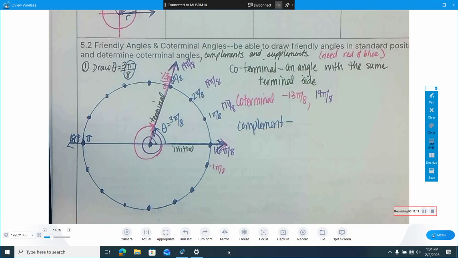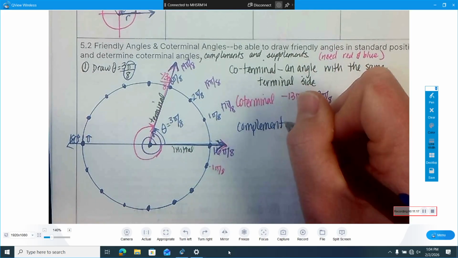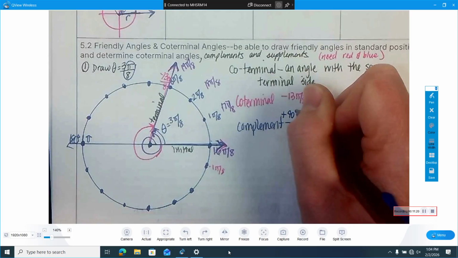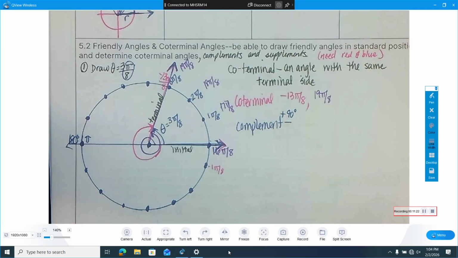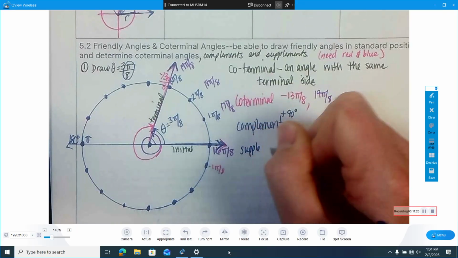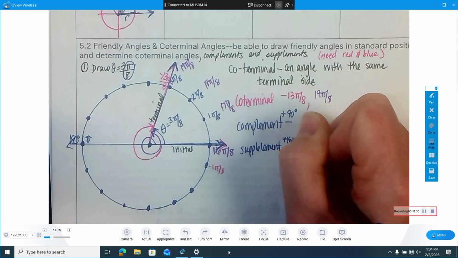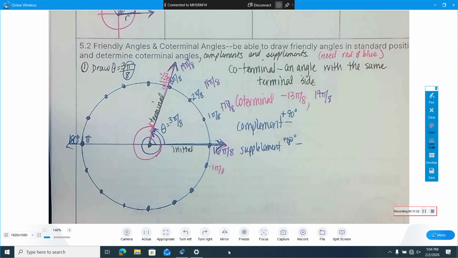That's supplementary. So complementary is? No, 90. Complementary is adds to 90 degrees. And then supplementary are 2 angles that add to 180 degrees. Okay, so we have 2 more vocabulary words.